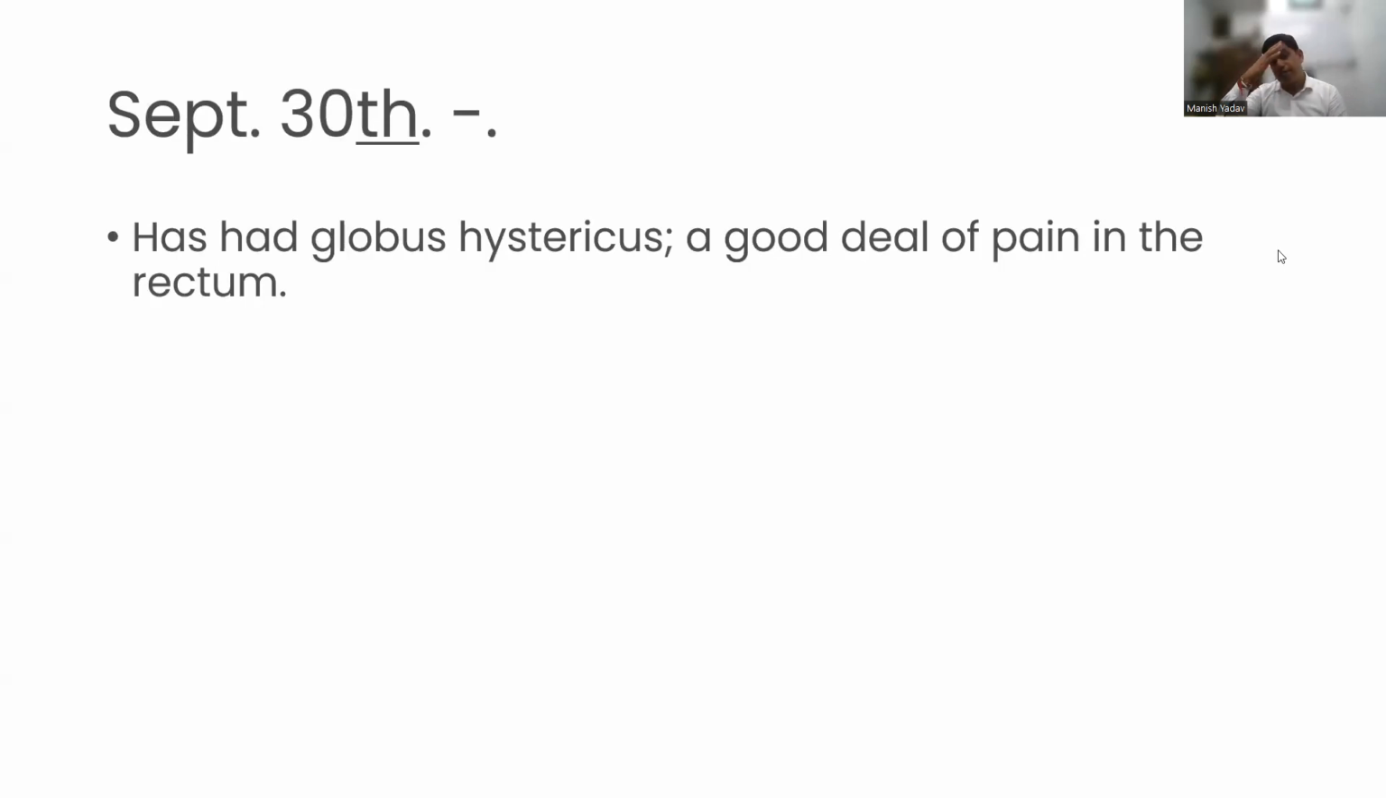Has globus hystericus and good deal of pain in the rectum. Now, his mercury did not work. Okay. So there are times when his remedies do not work as our remedies. And then he found out a good deal of pain in the rectum. And now here, this is really good, what I'm going to share with you.